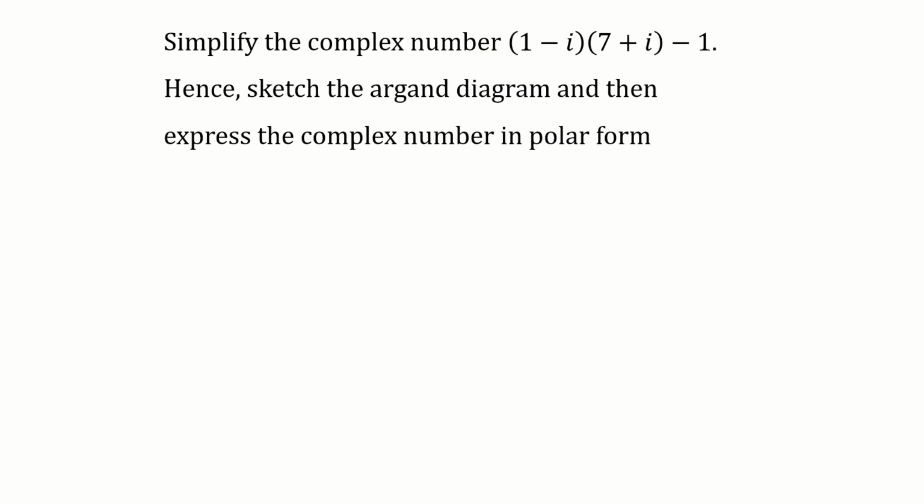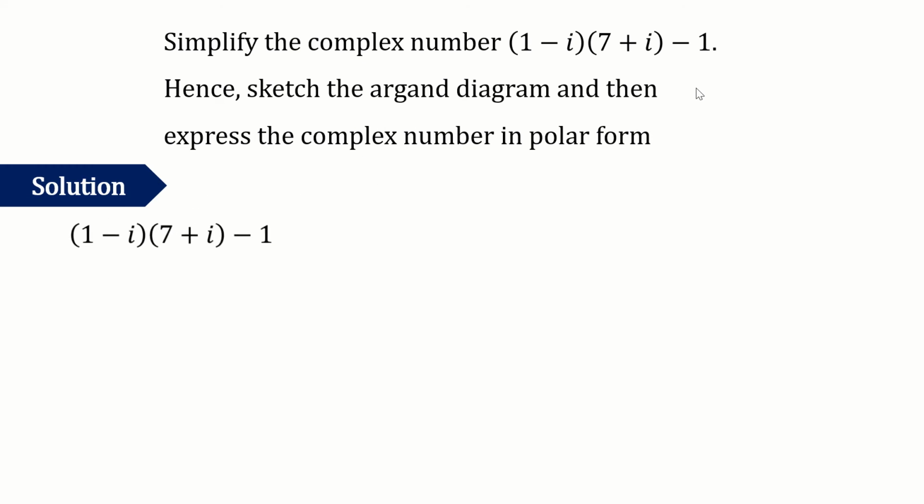Okay, simplify the complex number (1 minus i)(7 plus i) minus 1. Hence, sketch the Argand diagram and then express the complex number in polar form. Alright, so to do this question, first we need to simplify this complex number here: (1 minus i)(7 plus i) minus 1.